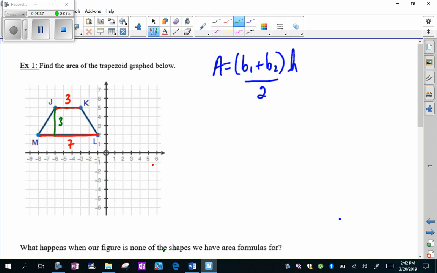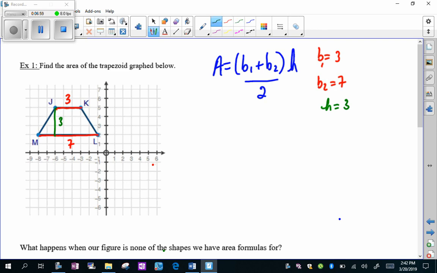So I have B1 equals 3. I have B2 equals 7. And then I have my height equals 3. I can now plug that in my formula and get my area for that trapezoid.